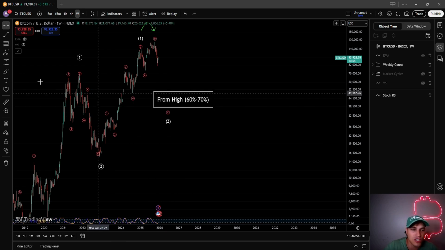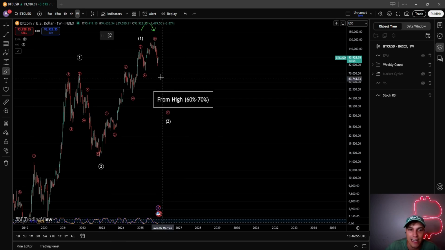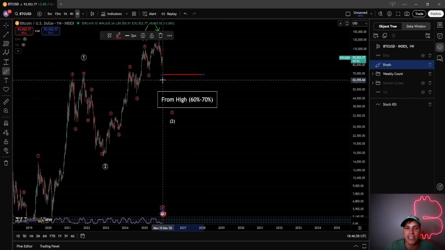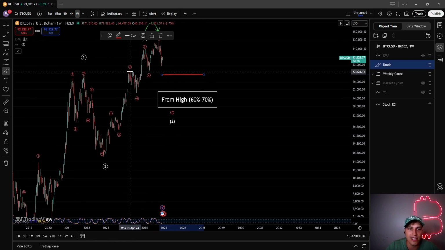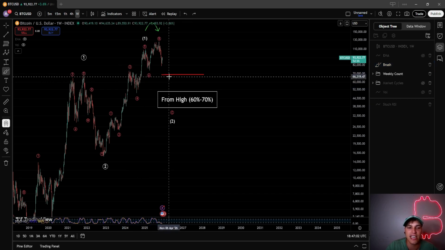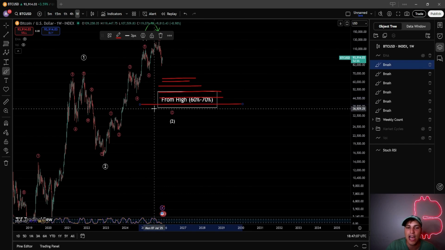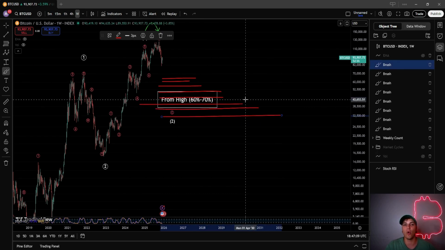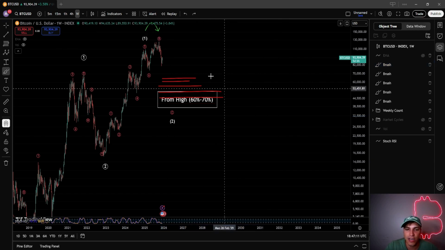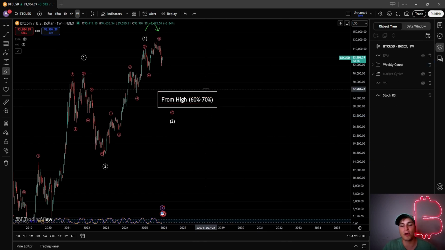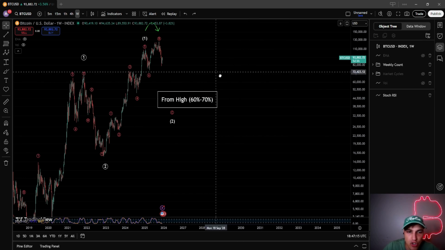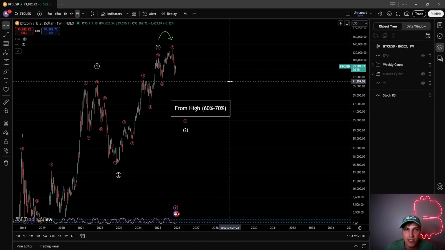So I would just be slowly scaling in from where we touch around $69,000, this range over here, and then scaling in more and more as we go down, right? Getting bigger and bigger sizes in your trades, right? Getting in bigger and bigger spot positions.